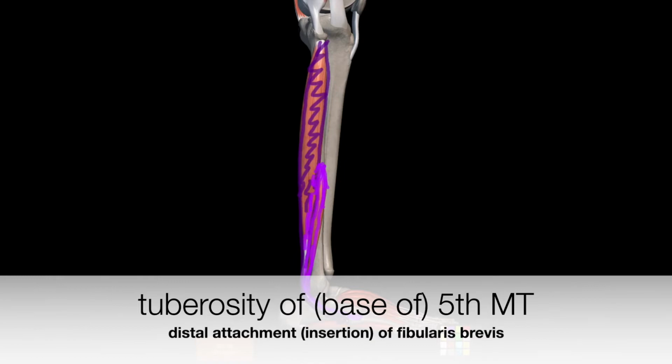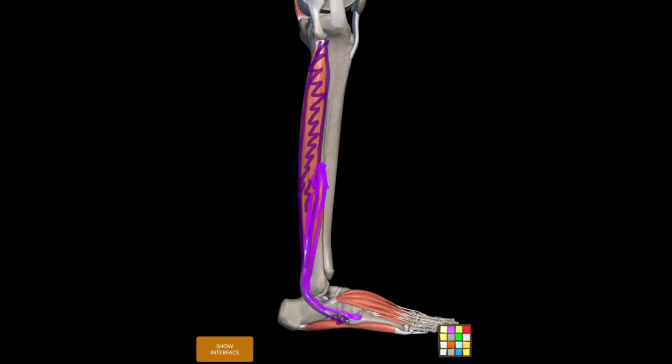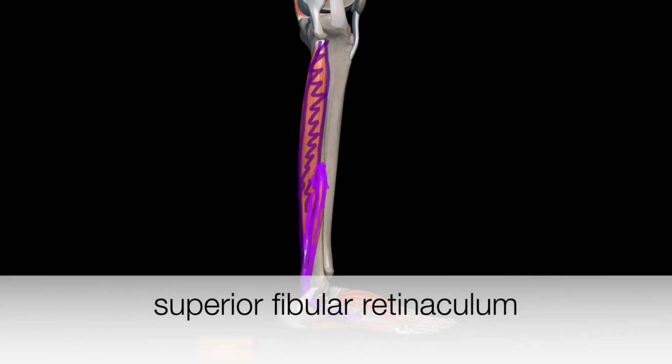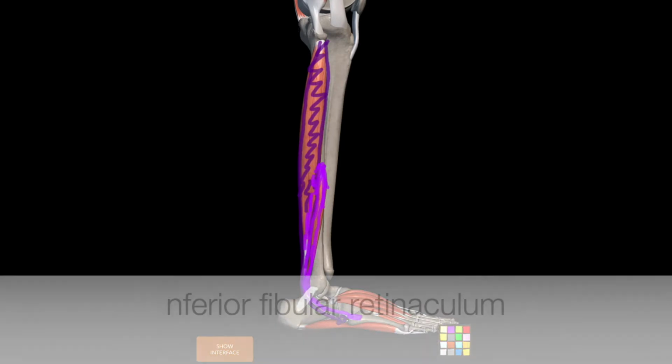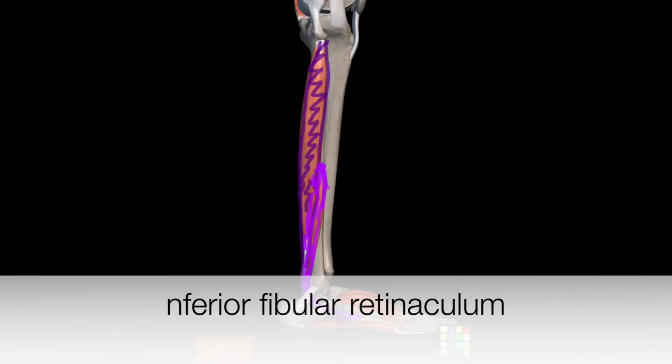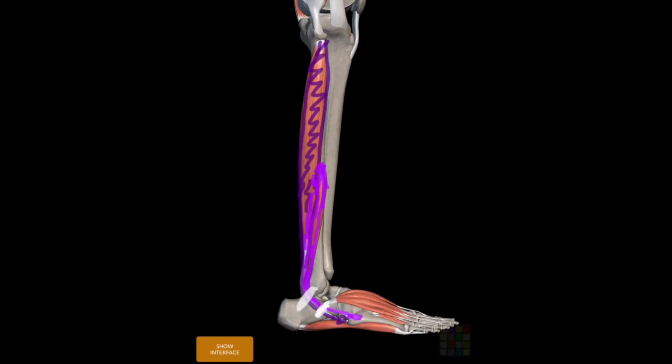Both of these fibularis tendons are also contained by retinacula. There's a superior fibular retinaculum here and an inferior fibular retinaculum about here. The inferior fibular retinaculum is associated with the fibular trochlea of the calcaneus.